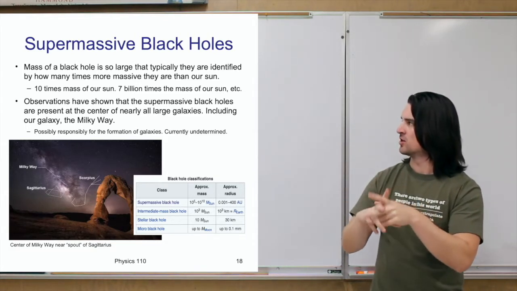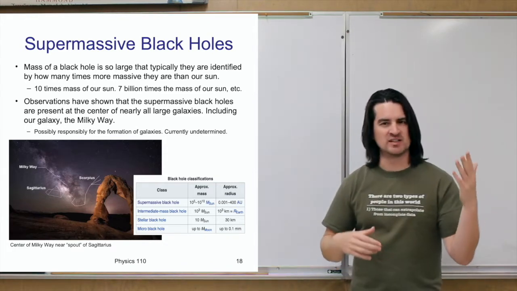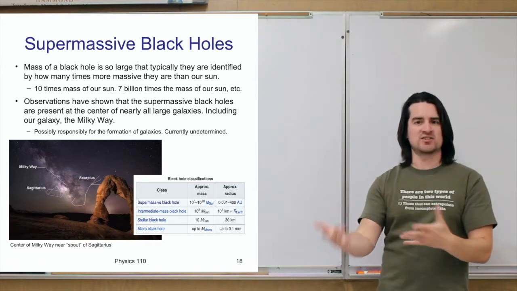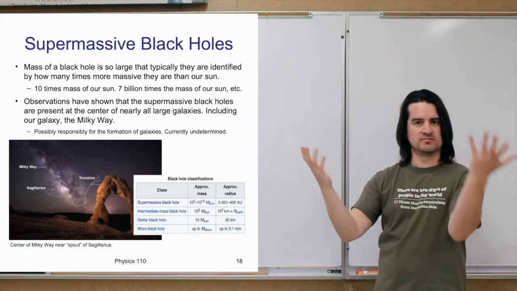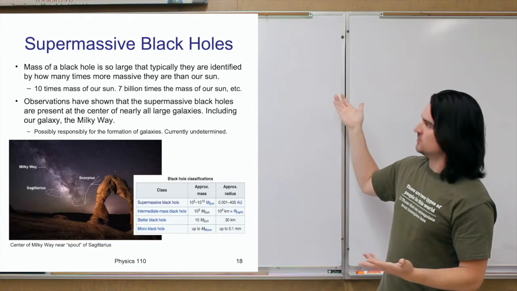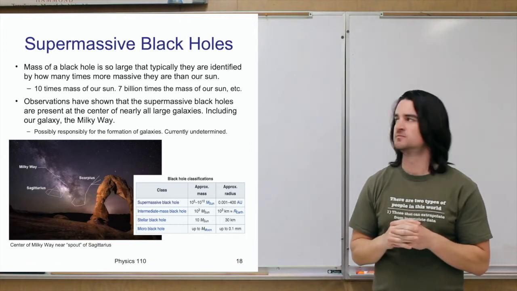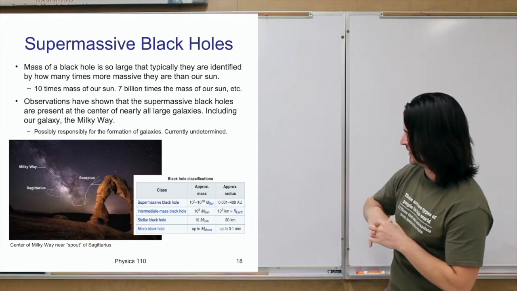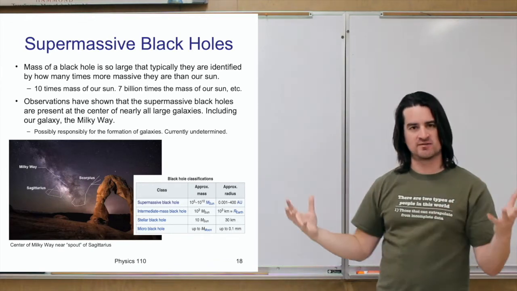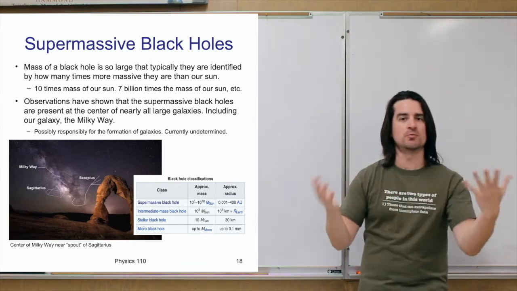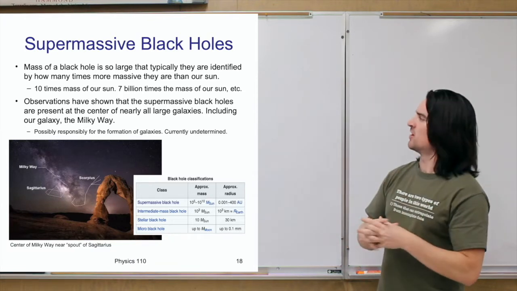Typically though, the amount of mass in a black hole is very large, so large that we generally classify them by how many times the sun's mass that black hole is. So you have something like maybe 10 times the mass of our sun could be the mass of a black hole, or even enormous black holes, 7 billion times the mass of our sun. 7 billion suns is the mass in a black hole. You get to that sort of region, and we're now talking about not just regular black holes. These are so massive that we give them that superlative term of supermassive. We now have a supermassive black hole, this enormously massive object.